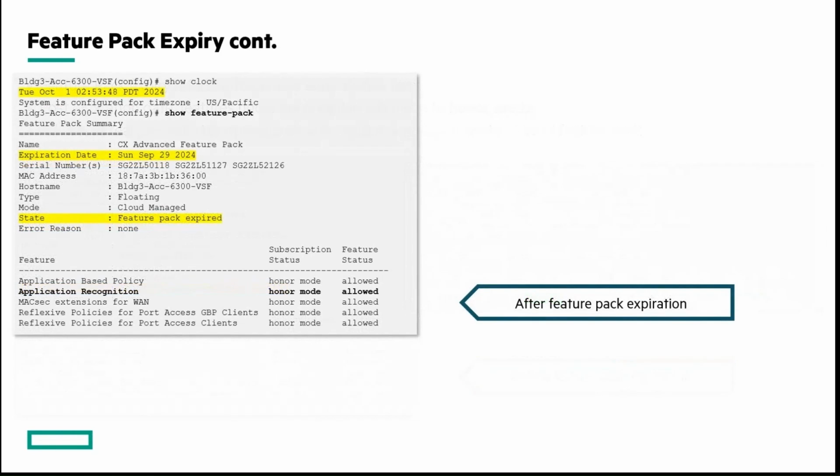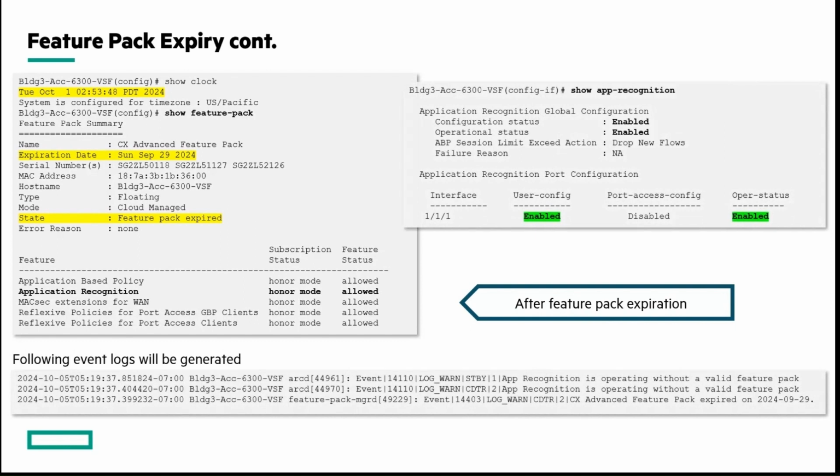Here, if you look at the date, it's 1st October 2024, which means our subscription would have expired, and so is the case. Feature pack state will be updated as expired and the subscription moves to honor mode. Features are still allowed, and so if I again check application recognition, it says configuration status as enabled and the operational status as enabled.